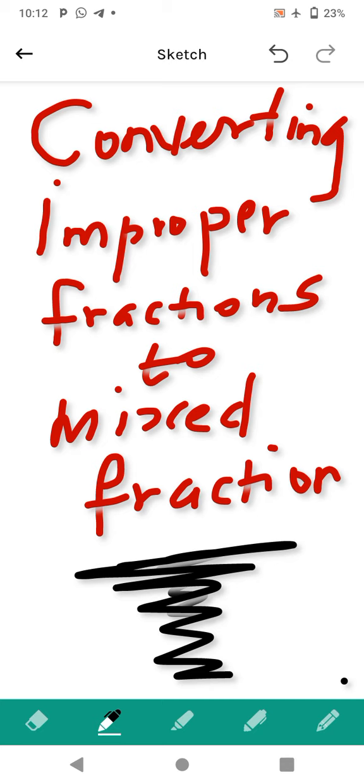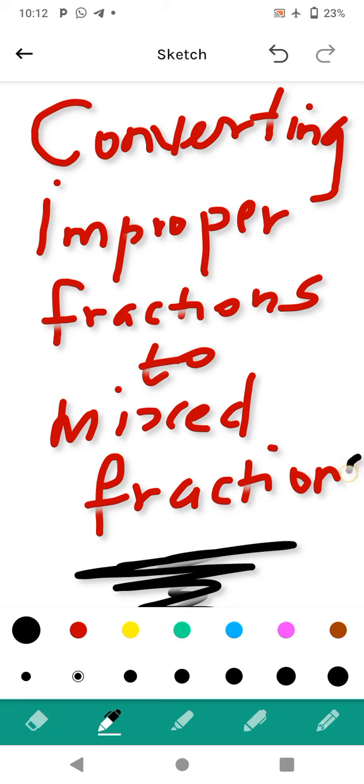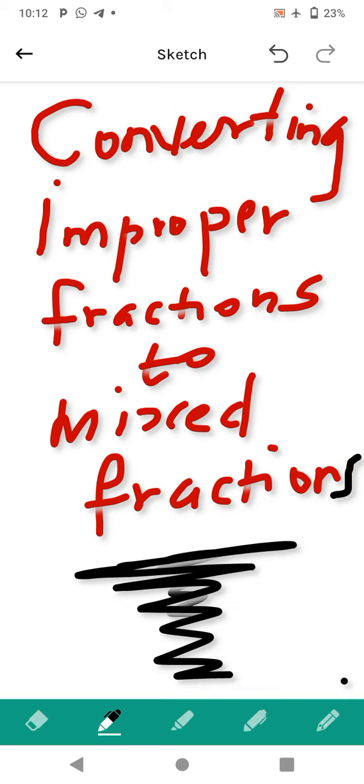We are here today to look at another basic concept in mathematics titled converting improper fractions to mixed fractions. An improper fraction, in case you don't know, is a fraction that has a numerator bigger than its denominator.